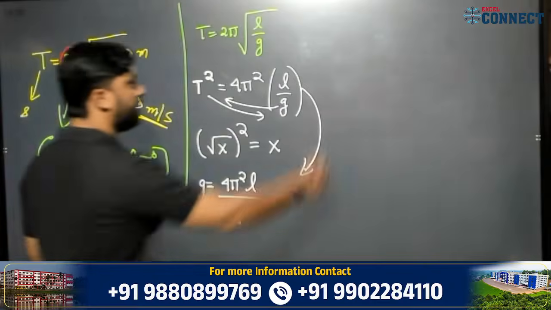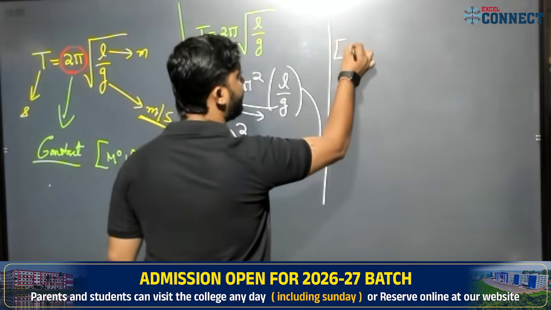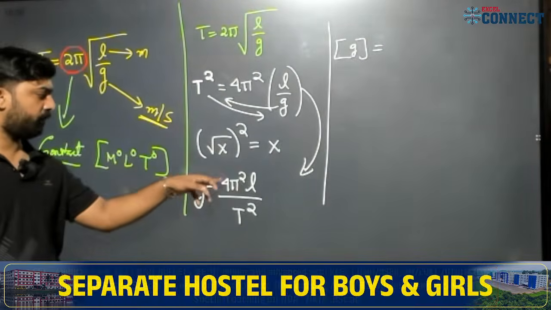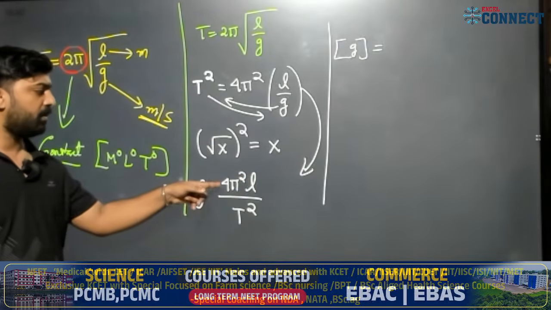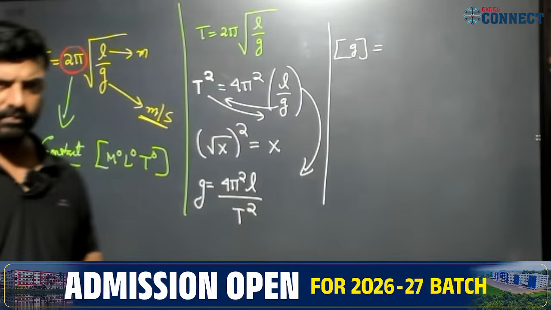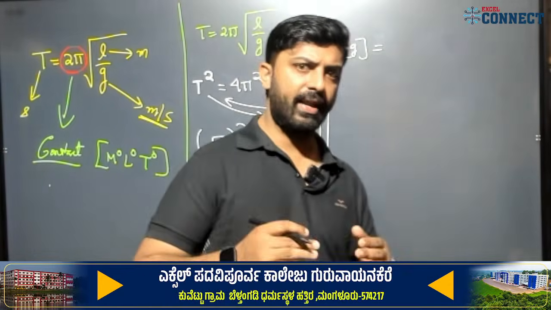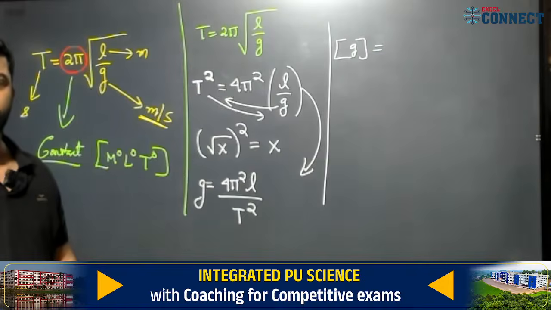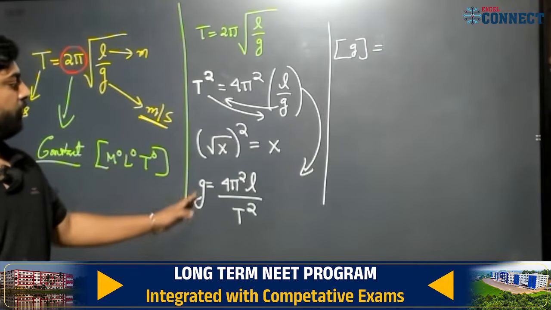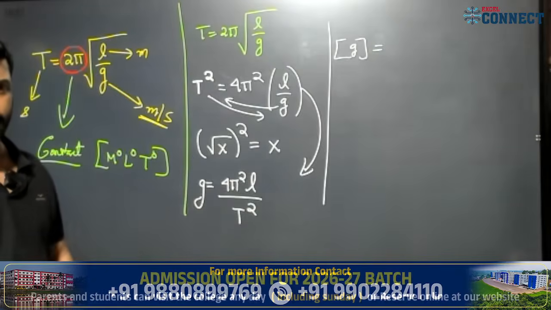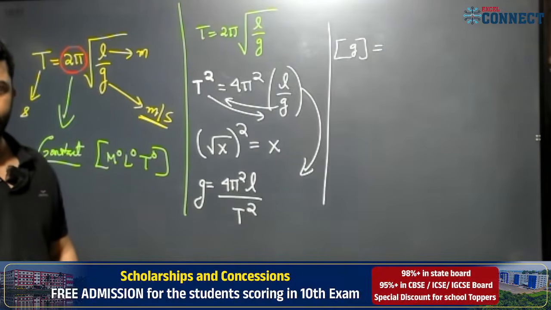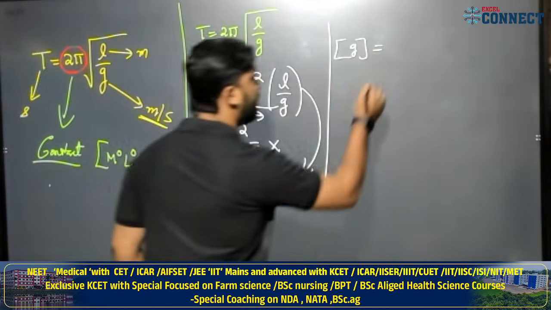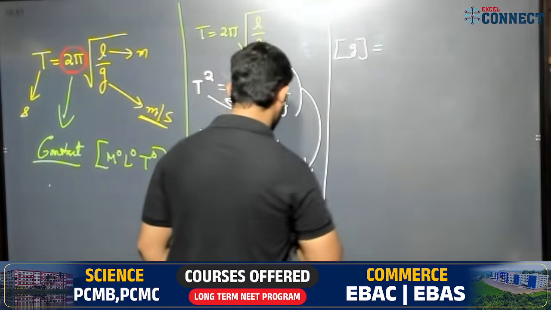Now we have to find the dimension of G. So now the formula is G is equal to 4 pi square L by T square. We need the dimension of G. Does 4 pi square have dimension? Answer quickly. Yes, 4 pi square does not have any dimension. So leaving 4 pi square aside, where is the dimension?